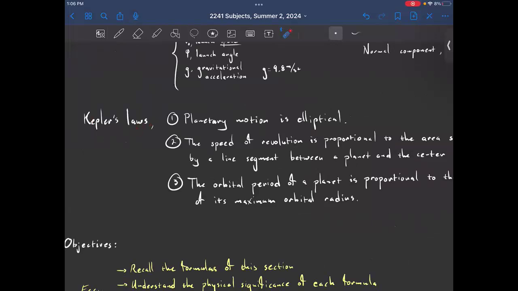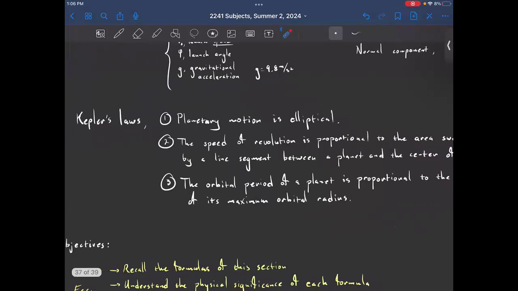Kepler's laws, and I'll read them off for you. Kepler's laws say that planetary motion is elliptical. So if I draw the orbit of a planet, it should look something like that and not like that. So circles are a no, ellipses are a yes.